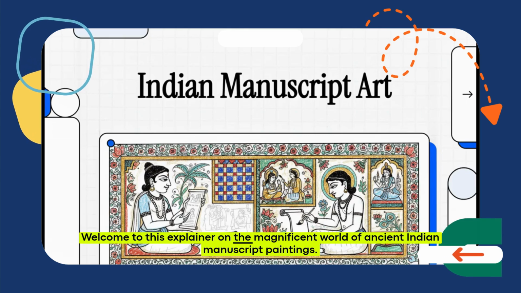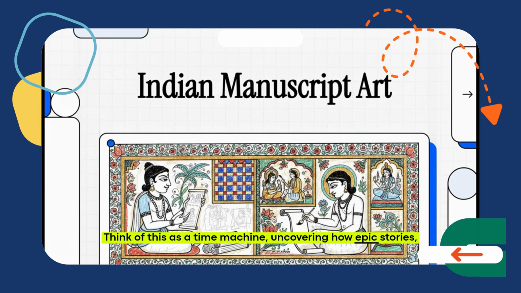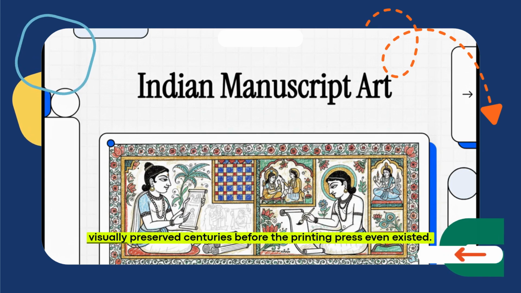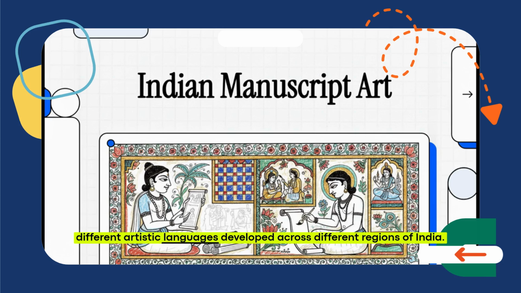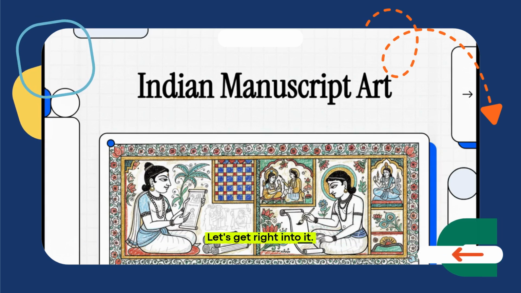Welcome to this explainer on the magnificent world of ancient Indian manuscript paintings. Think of this as a time machine, uncovering how epic stories, religious texts, and really profound ideas were visually preserved centuries before the printing press even existed. Today, we're going to do a comparative analysis to see how wildly different artistic languages developed across different regions of India. Let's get right into it.